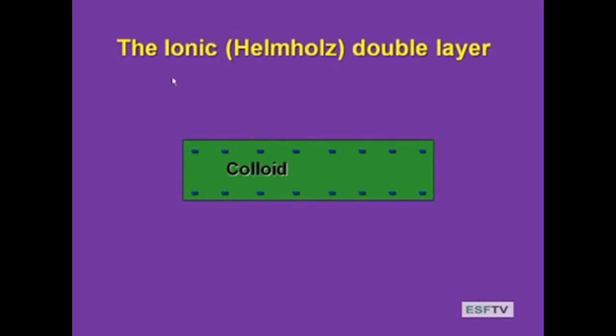Okay. Now we'll revisit the exchange. So we're going to go to some of the chemistry. We talked about the ionic double layer. And remember what we said the double layer was when we introduced cation exchange?